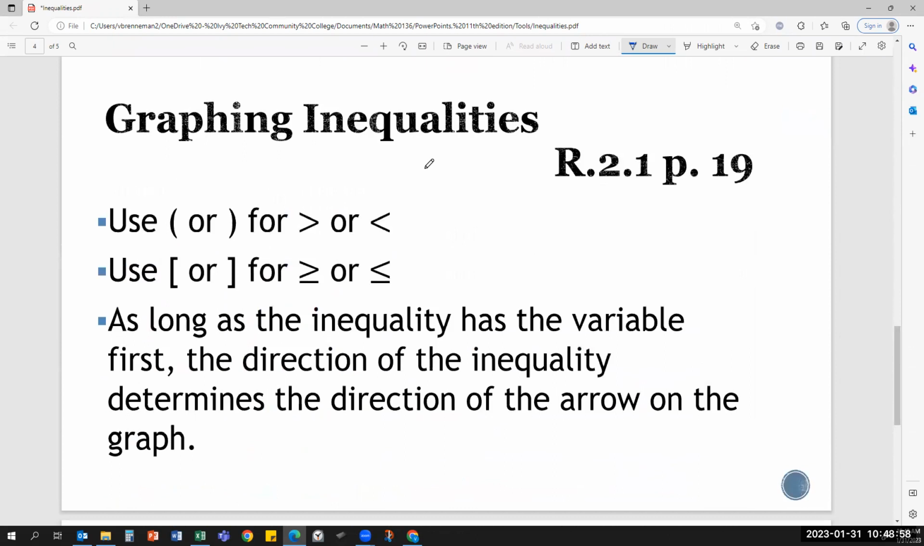All right, so graphing inequalities. In this course, you're going to use parentheses if it's less than or greater than, and you're going to use square brackets if it's less than or equal to, or greater than or equal to. And I read those in the opposite order: greater than and less than, greater than or equal to, less than or equal to. But as long as the inequality has the variable first, so it's x less than, x greater than, it starts with the x and then the number, then the direction of the inequality matches the direction that the arrow is going to point on the graph.